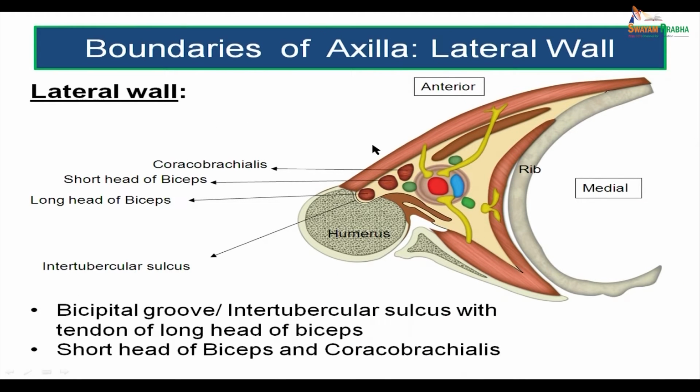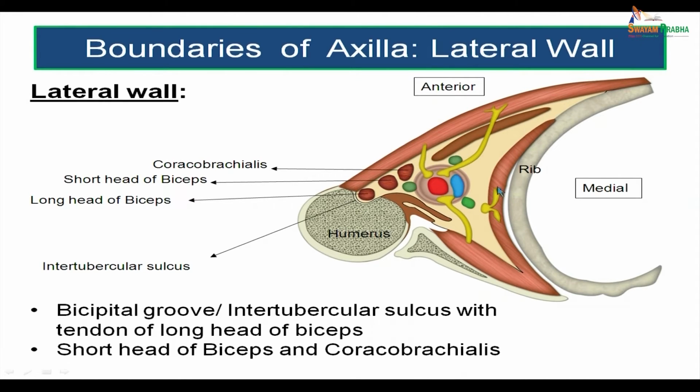Now we come to the lateral wall. To understand the lateral wall, we need to understand this diagram. This is the horizontal section. This is medial aspect showing the rib. That is anterior aspect showing pectoralis major muscle. This is lateral showing the bone humerus, and this is posterior showing scapula.